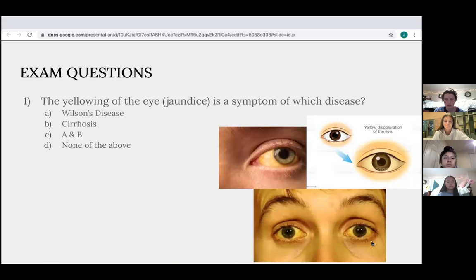So for this exam question, it's asking: the yellowing of the eye, jaundice, is a symptom of which disease? A, Wilson's disease, B, cirrhosis, C, A and B, or D, none of the above. And from what we learned from the previous slides, both Wilson's disease and cirrhosis have the symptom of the yellowing of the eye. So the answer would be C, A and B.